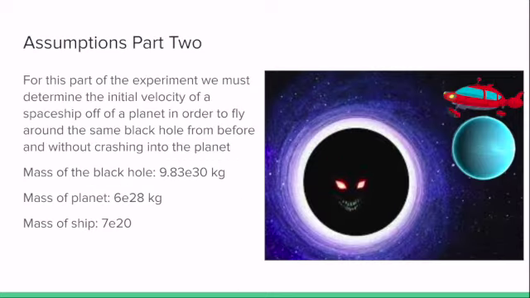Moving on to part 2 of this experiment, we must now determine the initial velocity of a spaceship off of a planet in order to fly around the same black hole from before without crashing into the planet. Now we will assume that the mass of the black hole is the same as before, with 9.83 times 10 to the 30 kilograms, and the mass of the planet will be 6 times 10 to the 28 kilograms, and the mass of the ship will be 7 times 10 to the 20 kilograms.